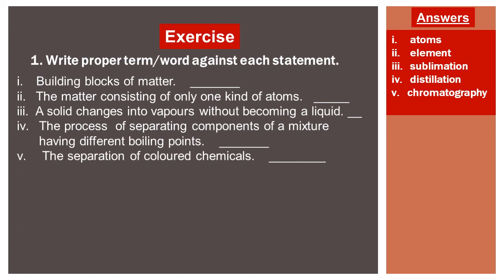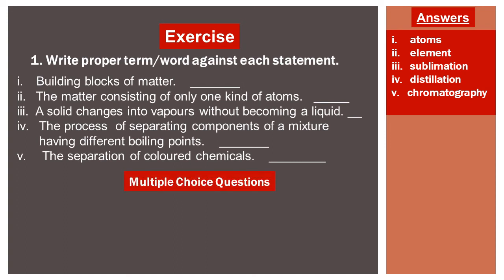In part number 5, the separation of colored chemicals. Obviously the process is called chromatography. So chromatography is the correct answer. In part number 5, you will write chromatography in the blank.